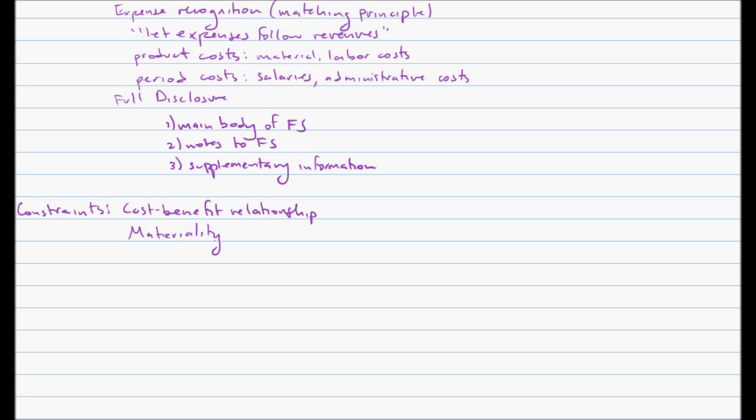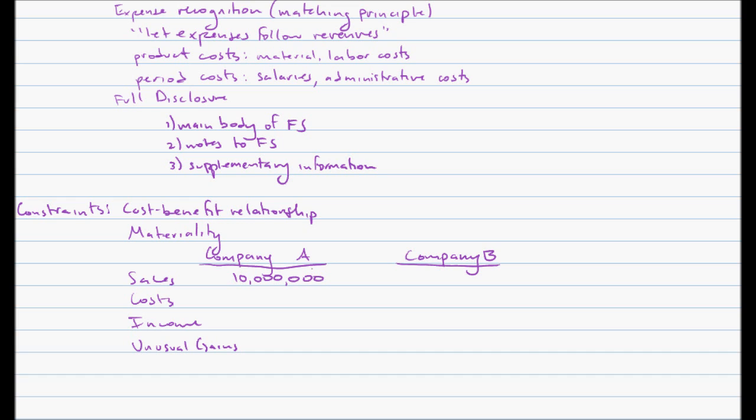Let's say we have two different companies, Company A and Company B. Alright, so they have sales, costs, income, and they also have unusual gains. So company A has 10 million in sales, 9 million in costs, so that comes out to 1 million in income, but it also has a $20,000 unusual gain.